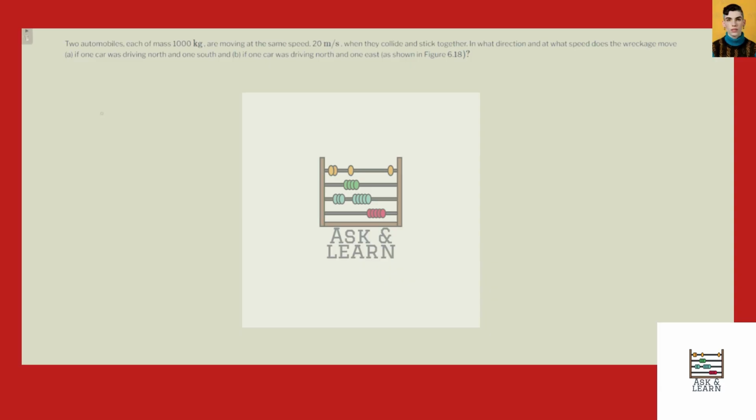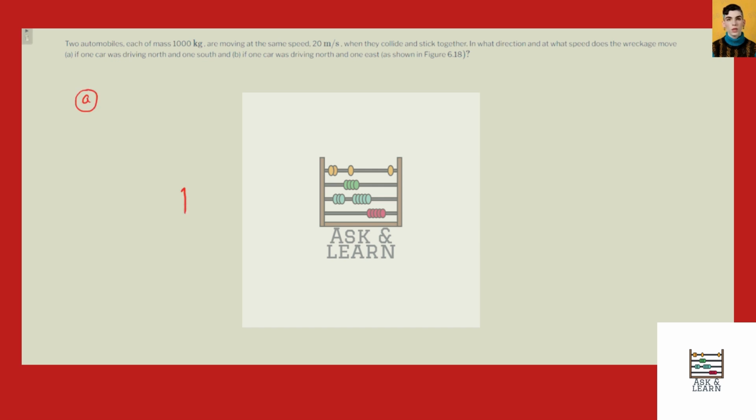Let's talk about this question. Two automobiles, each of mass 1000 kilogram, are moving at the same speed of 20 meter per second when they collide and stick together. In what direction and at what speed does the wreckage move if one car was driving north and one was south? So let's talk about part A.